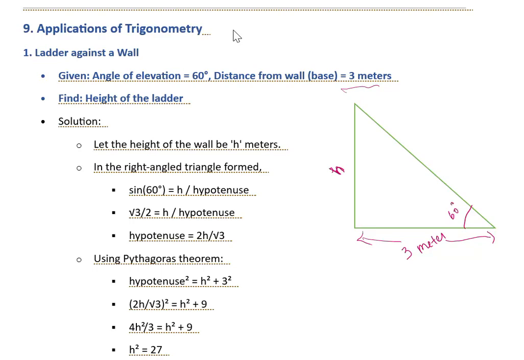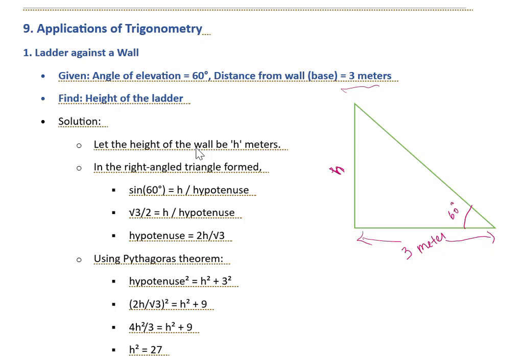Going to revise chapter 9. I'm going to attend the most important questions from the board point of view. The given angle of elevation is 60 degrees and the distance from the wall base is 3 meters. Find the height of a ladder.